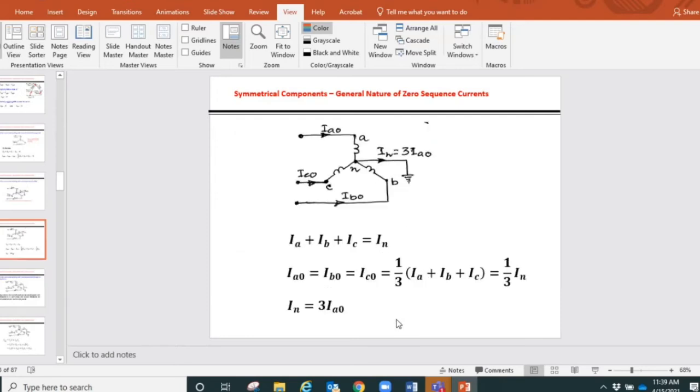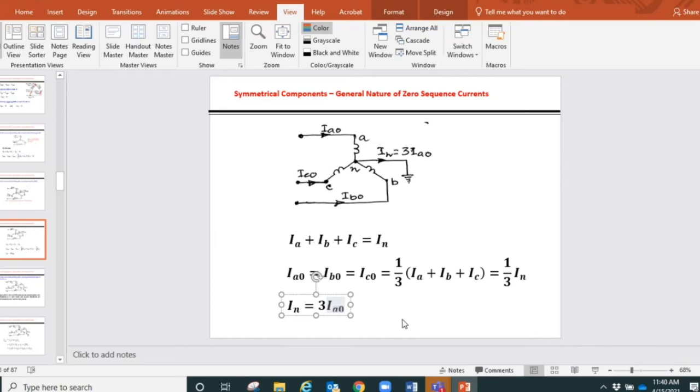That's what we need to remember, because IA0, IB0 and IC0 are now no longer 0, but have a magnitude which is 1/3 of the neutral current. Or, if we want to know the neutral current that will flow, it will be equal to 3 times either IA0, IB0 or IC0. And this neutral current is very important for us to know.